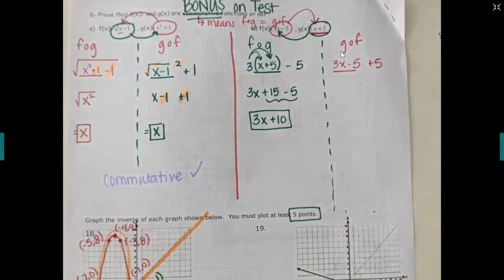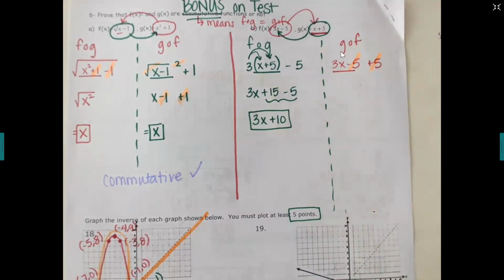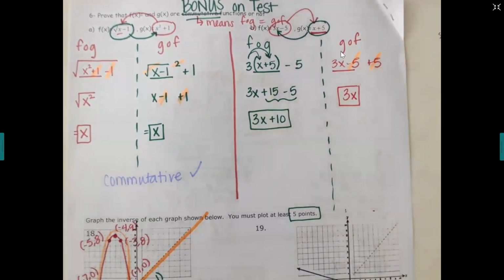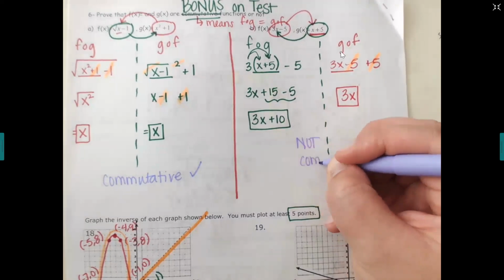Okay, so from here, minus 5 plus 5, what happens? Cancels out. And then what's my final answer? 3x. Did it come out the same or different? Okay, different. Then your conclusion would be not commutative. Okay? Any questions?